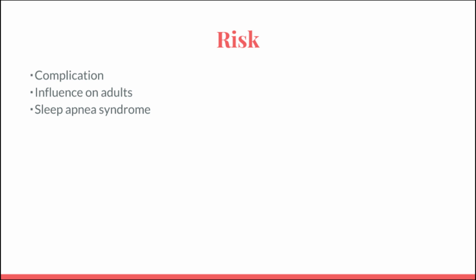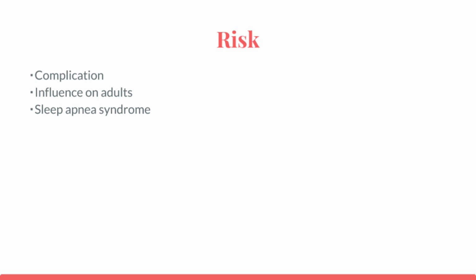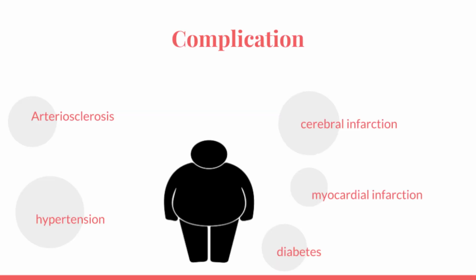Third is the risk of obesity. There are three risks for this. First, it is complication. Obesity increases the probability of complications. For example, arteriosclerosis, hypertension, cerebral infarction, diabetes, etc.